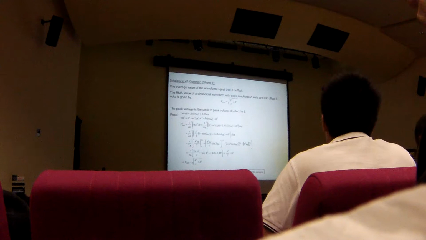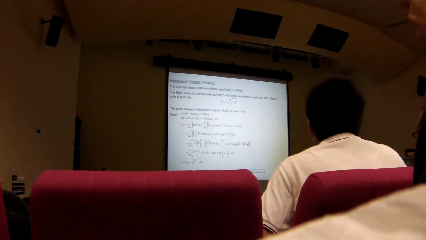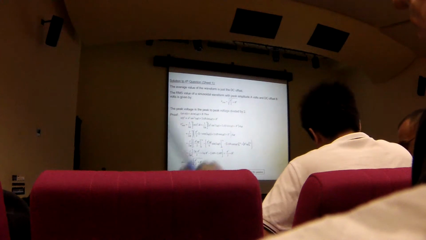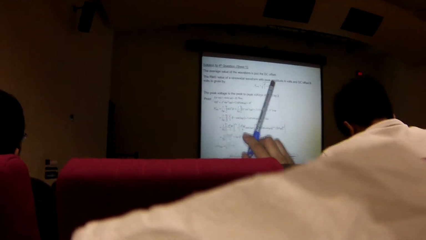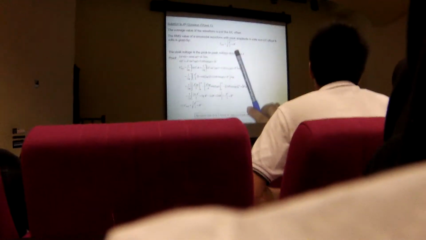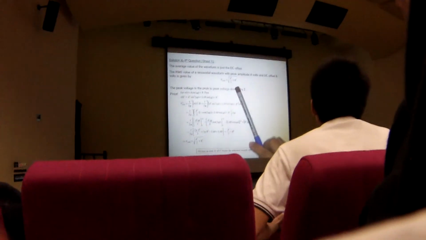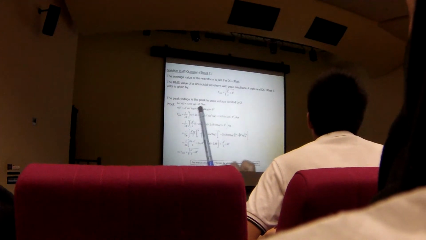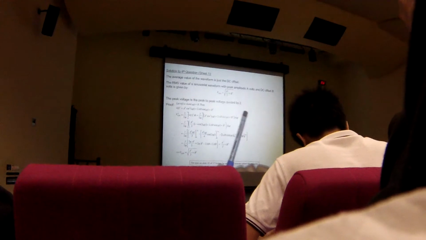You should know this because this has been covered in the introduction slides. The average value of the waveform will just be the DC offset because it's a sinusoidal waveform. The root mean square value of the sinusoidal waveform with a peak amplitude A volts and DC offset B volts is given by this. And the peak voltage that you have is just the peak to peak voltage divided by 2.